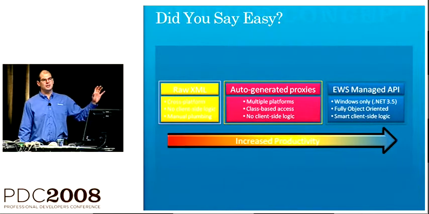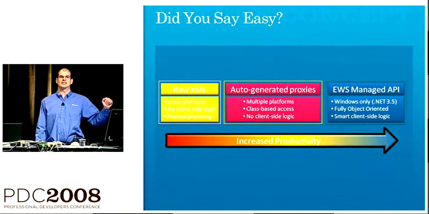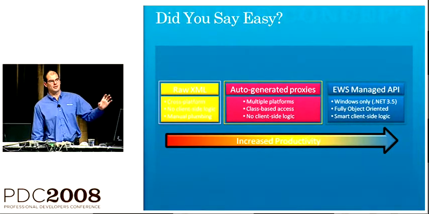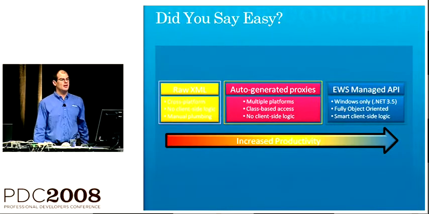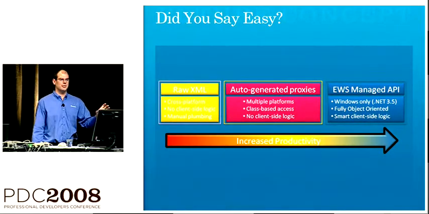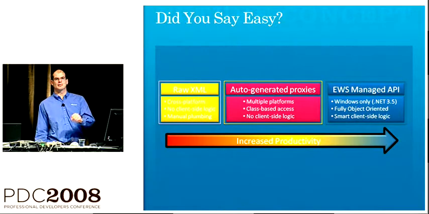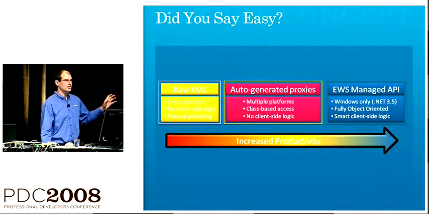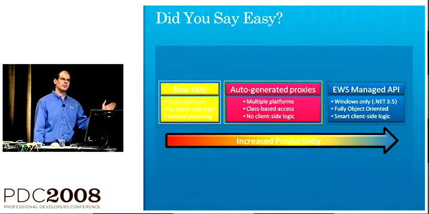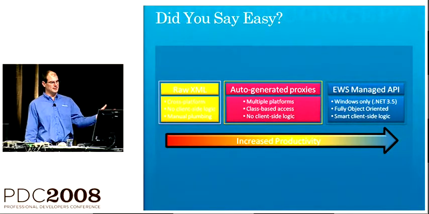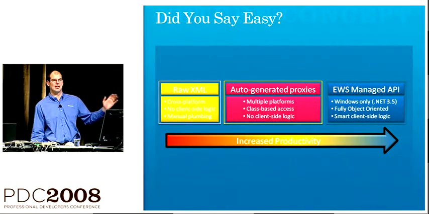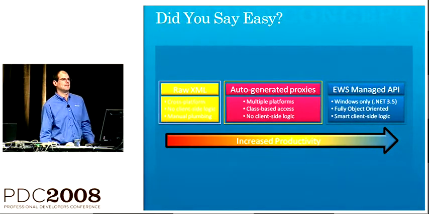So just to understand the continuum, there are three ways to access Exchange. All three of them are perfectly valid with our web services. It's your choice. You've got raw XML, auto-generated proxies, and what we'll be talking about today is the EWS Managed API. Certainly, the productivity we've seen as developers have moved over to use it has increased drastically as you move from the raw XML over to the managed API.